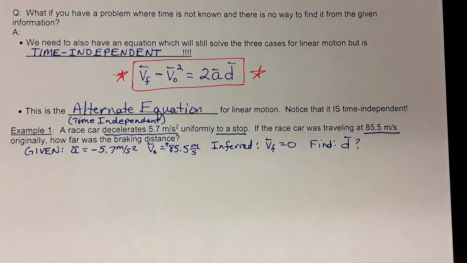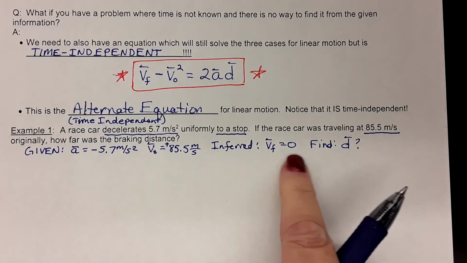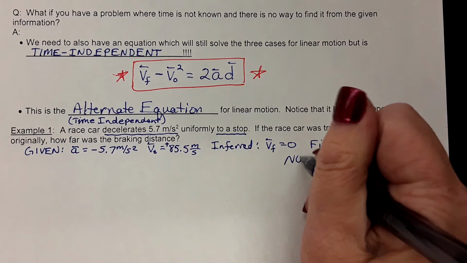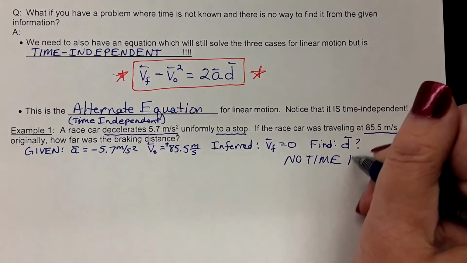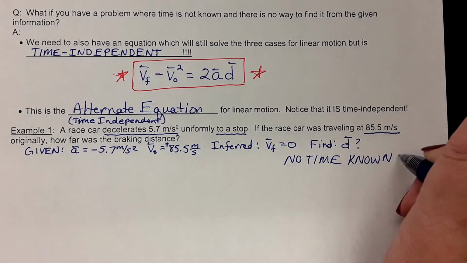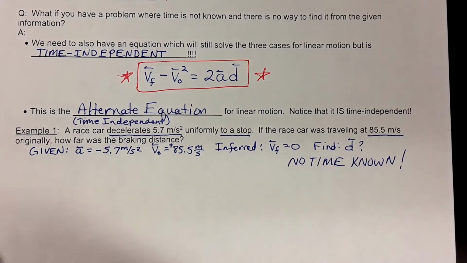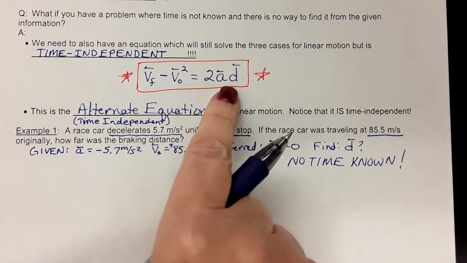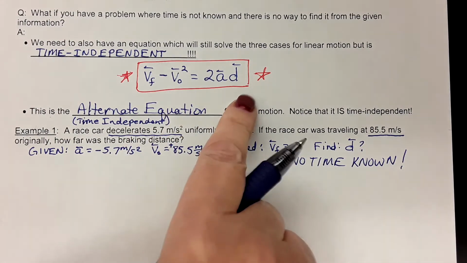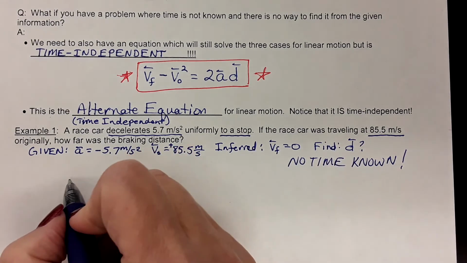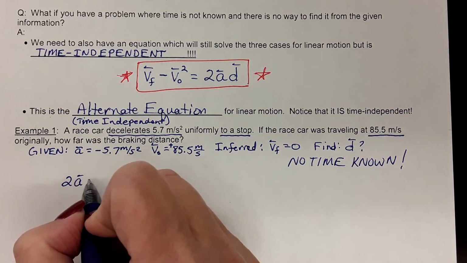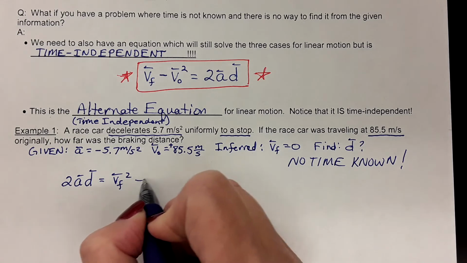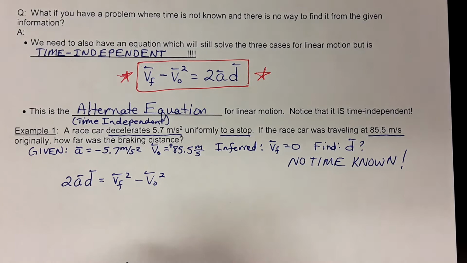We want D. Notice, of everything we know and what we're trying to find, there's no time. There's no time known here. So, when there's no time, we're going to use the alternate equation, all right? Now, I'm going to rewrite it backwards. I'm going to put this side on the right and this side on the left, because we want to find D. So I'm going to say 2AD equals V sub F squared minus V sub O squared, okay?